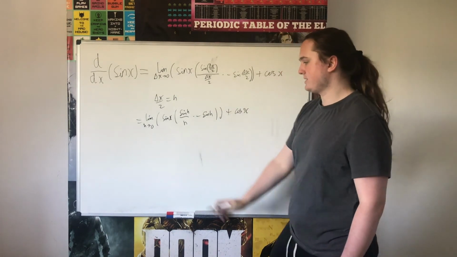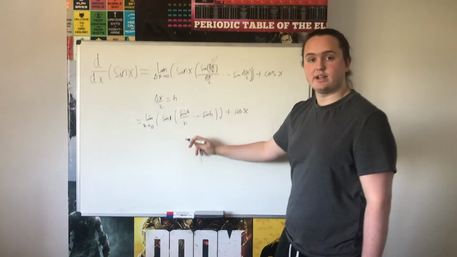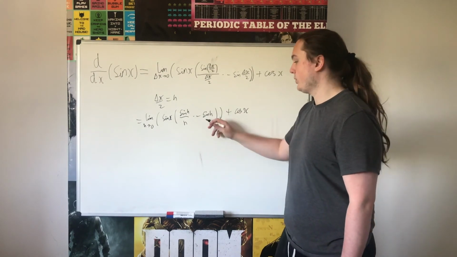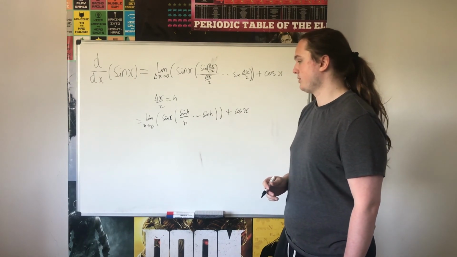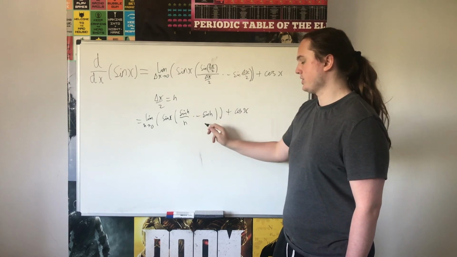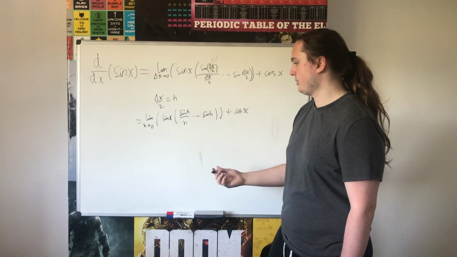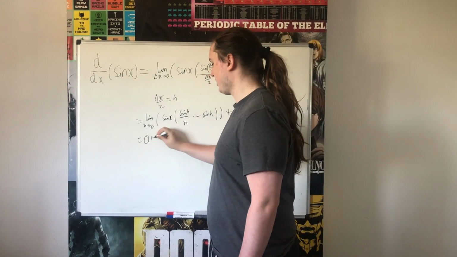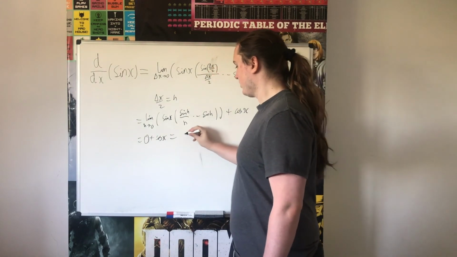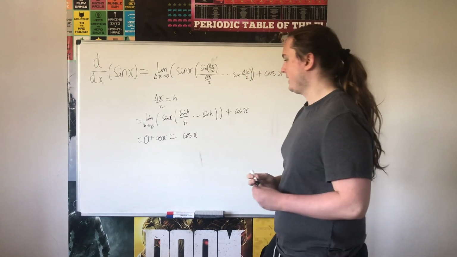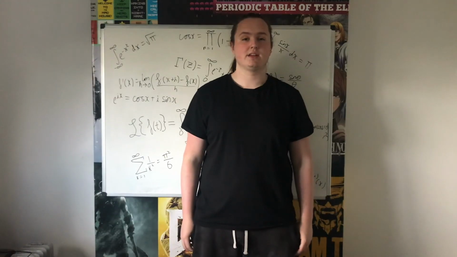Now, we know that as h approaches 0, sine h over h approaches 1, and we also know that sine h approaches 0. So this is just going to be 1 times 0 times sine x, but 0 times anything is just 0. So this is going to become 0 plus cos x, which is just cos x. And so we've proved it. That's all for this video.